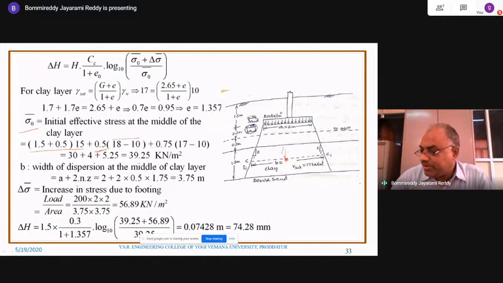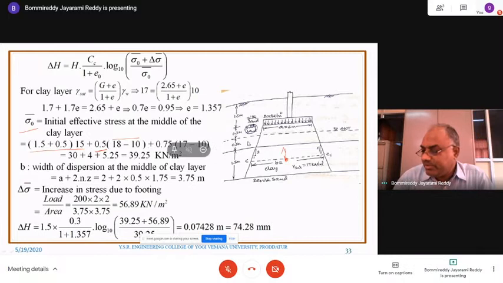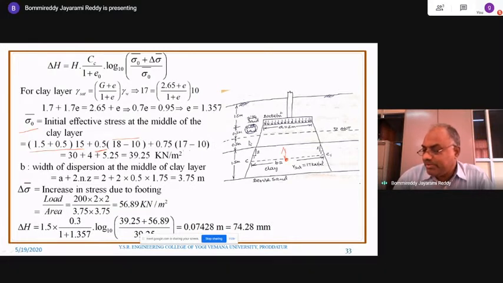up to the center, this distance is 0.75 because total clay is 1.5. So 0.75 into gamma dashed. Gamma dashed means gamma saturated minus gamma W. So this 39.25 is the initial stress at the center of the clay layer. So in the formula, sigma naught is also known. Now what is delta sigma?